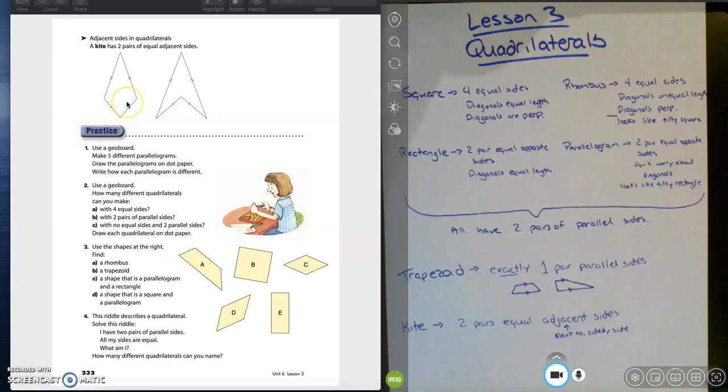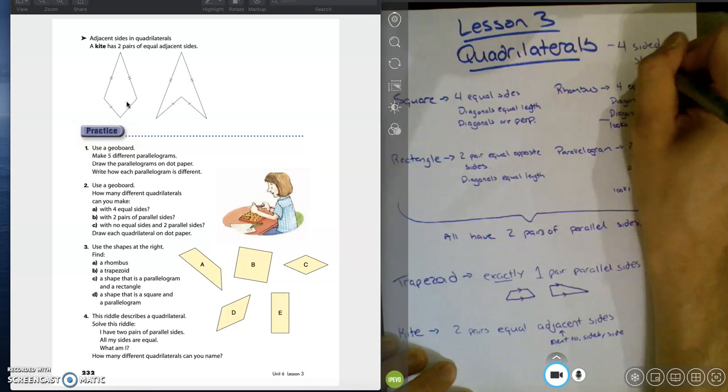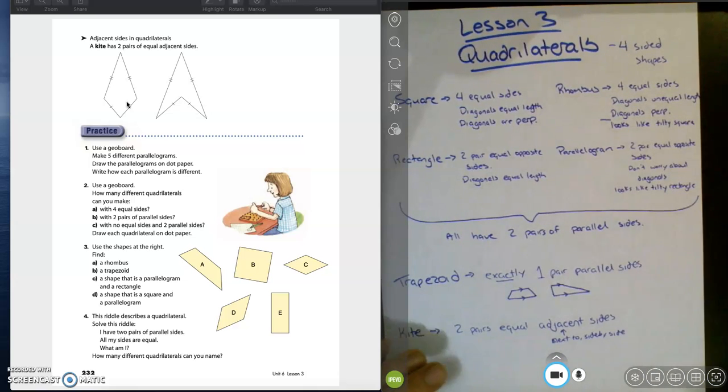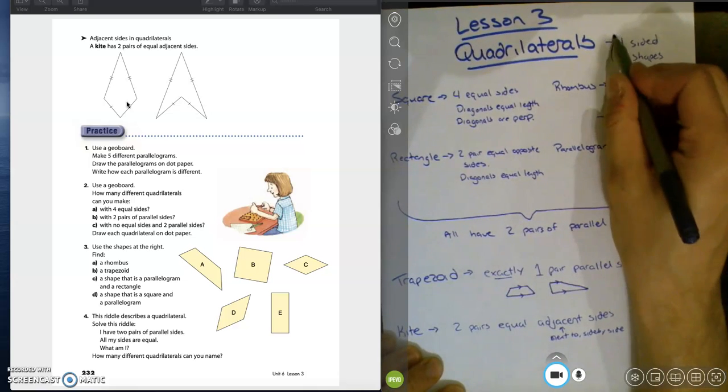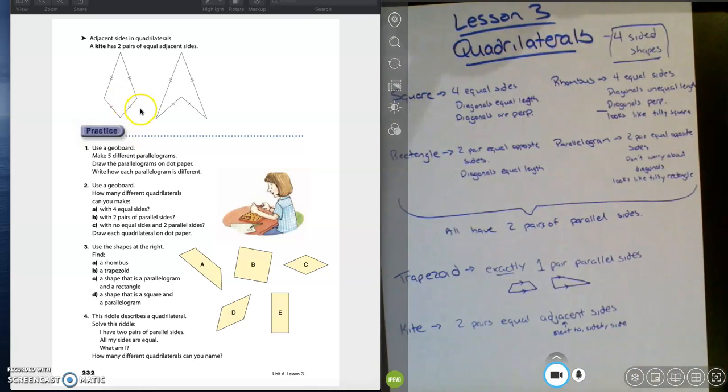Okay, remember we're talking about quadrilaterals, so they have four sides. Four-sided shapes. Put that in a little box so you don't miss it. This shape, I always think of this as like the symbol from Star Trek.